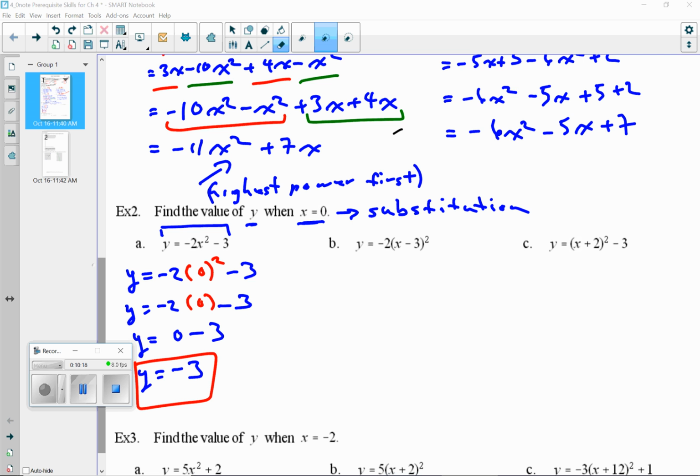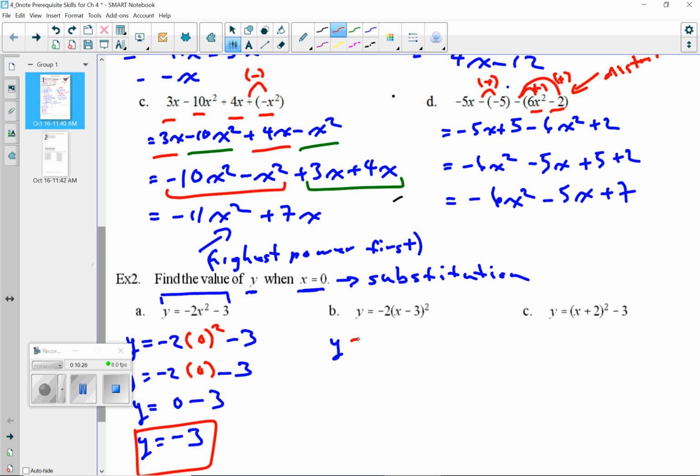Now we're going to do the same thing for this next problem. So we're going to start with y is equal to... So now that we substituted, we have to take a look at everything that is inside this bracket and simplify it. Now, 0 minus 3 is negative 3, so let's simplify that on the next line. So we get y is equal to negative 2 bracket negative 3 all raised to the power of 2.